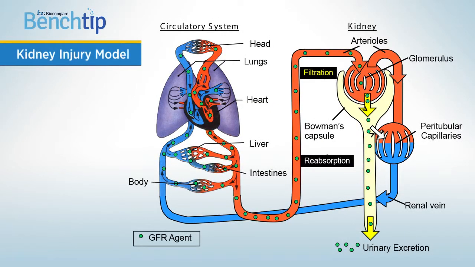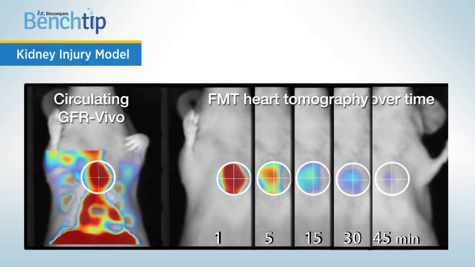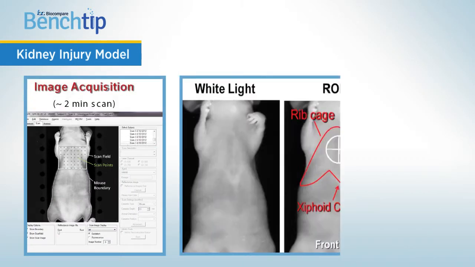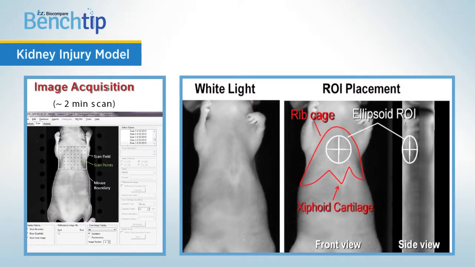Here, glomerular filtration rate, or GFR, is a measure of the ability of kidneys to filter waste products from the blood, and it can be significantly affected by drugs that have toxic effects on the kidney. Kinetic blood levels of a fluorescently labeled agent that measures GFR is cleared through the kidneys and can be measured in the blood circulating through the heart by fluorescence molecular tomography, or FMT. It is a simple procedure that requires imaging the upper chest of each mouse for 2 minutes to assess fluorescence changes in the heart over time.